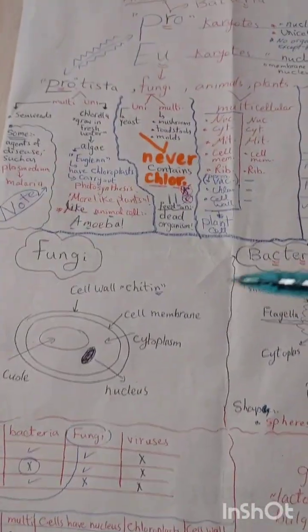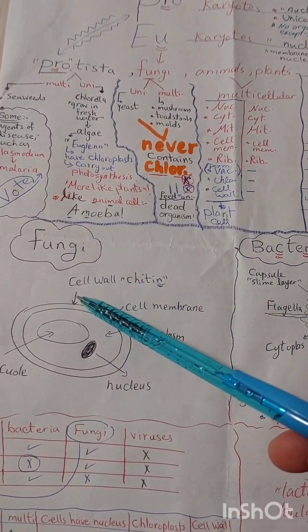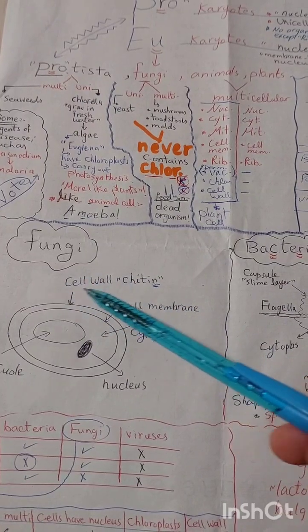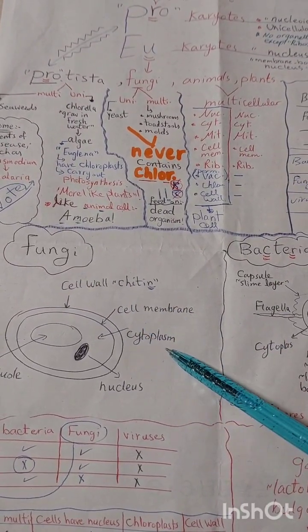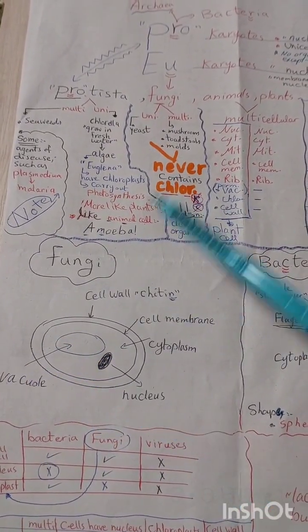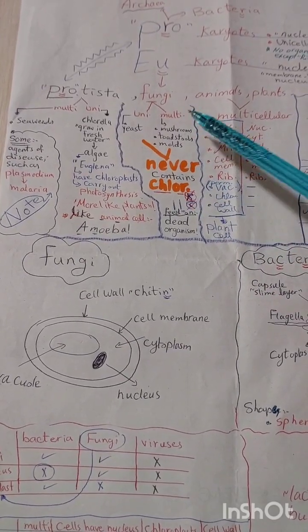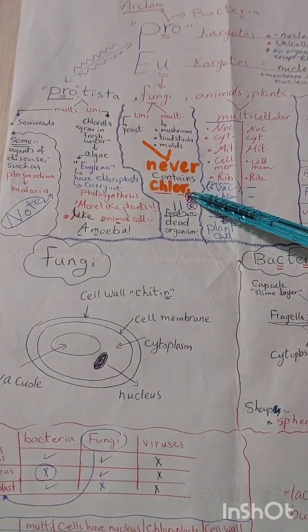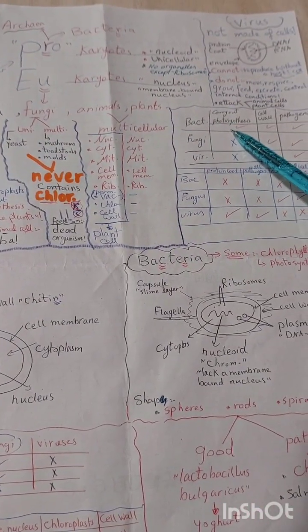Okay, so for example here fungi, as you see, cell wall, but it's from chitin, okay, and cell membrane, cytoplasm, nucleus, and vacuole. But remember, fungi never contain chloroplast. Fungi and chloroplast are not friends, so, okay, no photosynthesis.